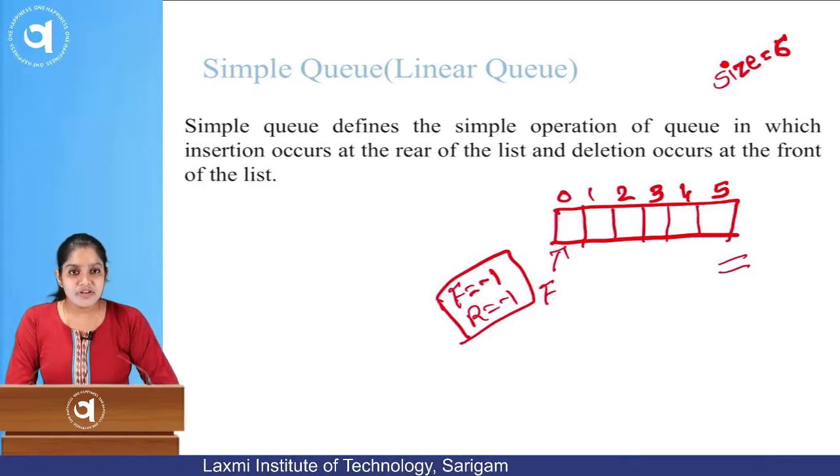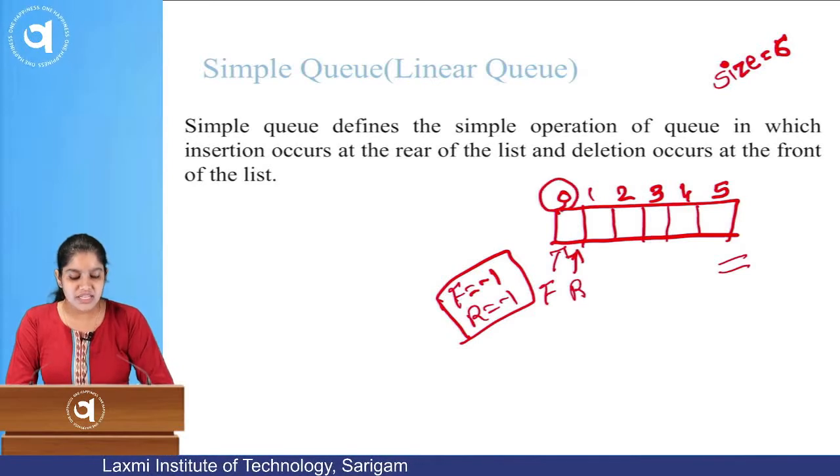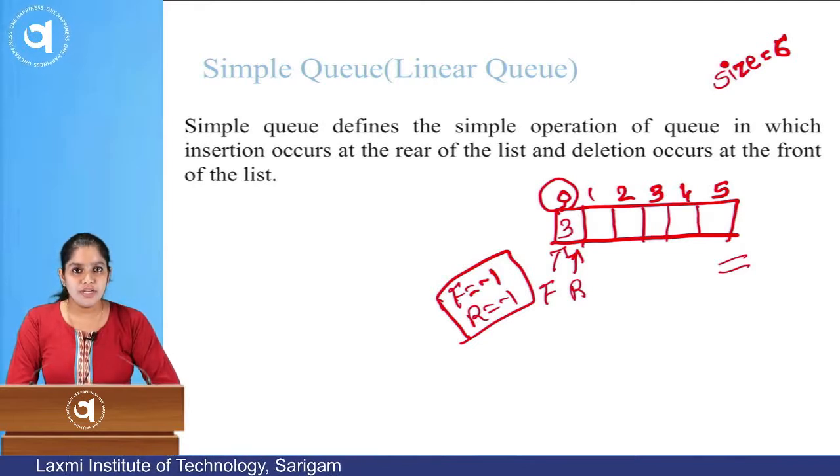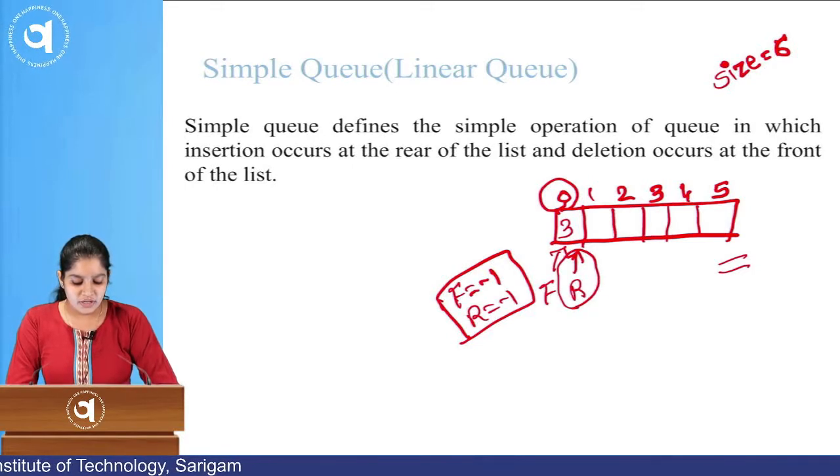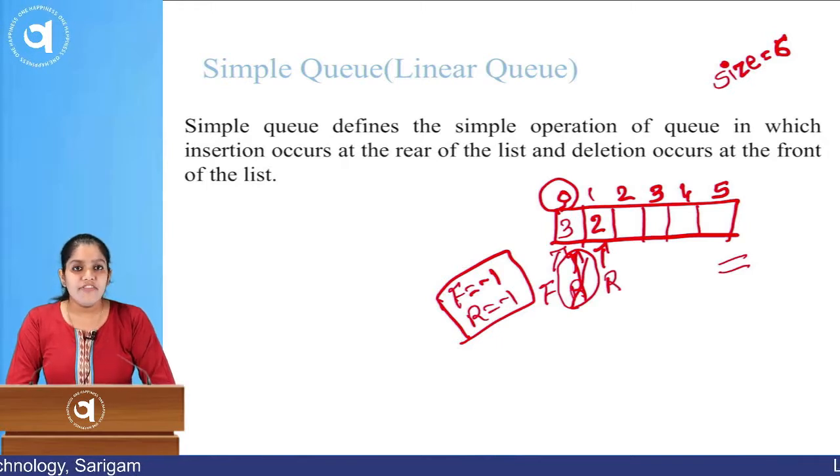If we insert the very first element, at that time my front and rear both will point to the same position, that is 0. So that means I am having some data over here, right. Now if we want to add one more data, yes, that is possible. We just need to increment this rear, right. So rear is now not pointing over here, rear is pointing to the next one. If I add one more, then my rear will point over here, right.